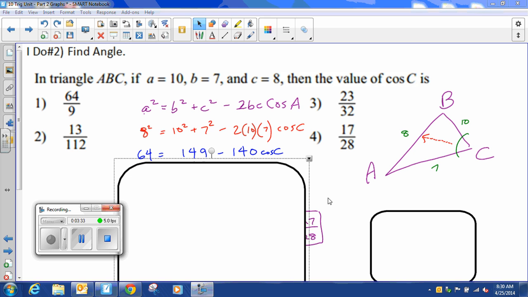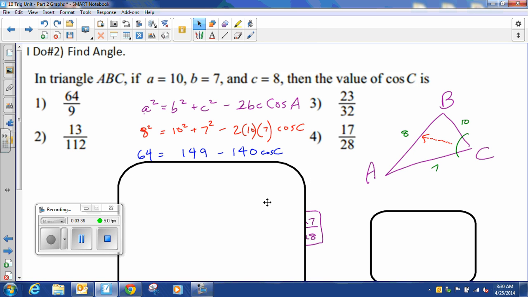Now, what do you think is the next step? A lot of students mess this up. A lot of students want to say 149 minus 140 is 9. The problem is you cannot do this. The order of operations says to multiply first before you add or subtract. And in this situation, we're actually solving for cosine C, so we're undoing all these operations. Just like you would solve a two-step equation, we need to subtract 149 first from both sides.